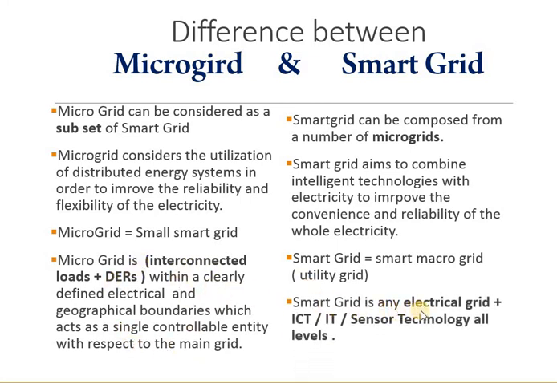Here, a smart grid is an electrical grid plus ICT. ICT stands for Information and Communication Technology. Here, information technology and sensor technology at all levels. So a smart grid comprises these three basic important factors as and when required in the grid: information and communication technology, information technology, and sensor technology are all included in the smart grid. So these are the basic differences between microgrid and smart grid.